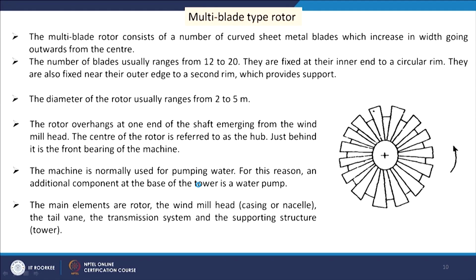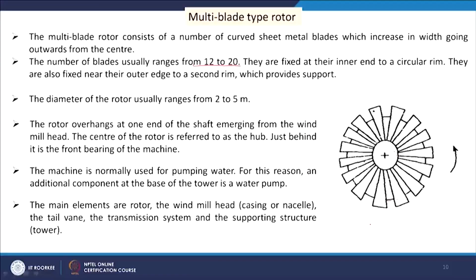So, this is one example of a multi-blade type rotor. If we see, this is our rotor hub and the blades are connected here. Around 12 to 20 blades are attached to the hub, and the other part is connected with a circular rim. The blade width also increases as we go outward. This is the structure of the multi-blade type rotor, and this rotor was previously used in ancient mills, which were basically used for pumping purposes.